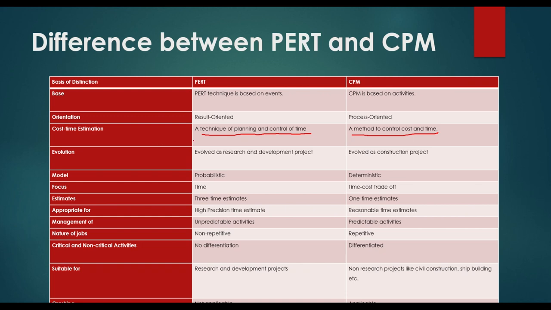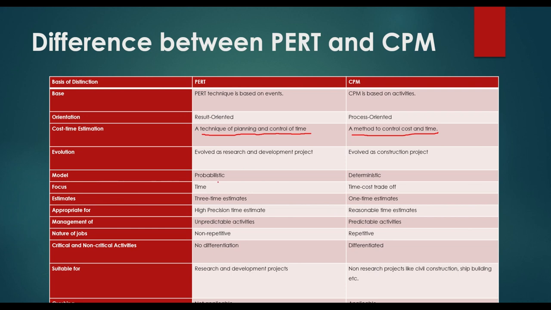But for the time being, just understand that PERT is only about planning, but CPM focuses upon reducing time and cost also. Then evolution: PERT evolved as a research and development project. It was basically started for research purposes, to manage time and how to process the whole activity. But CPM was about construction, like how to actually implement. So PERT is more of a theoretical method, but CPM is about implementation.